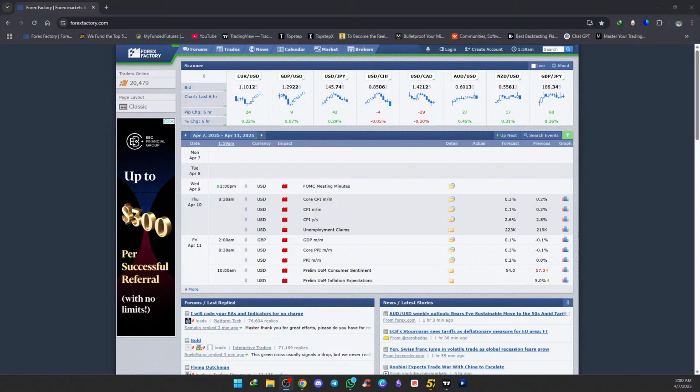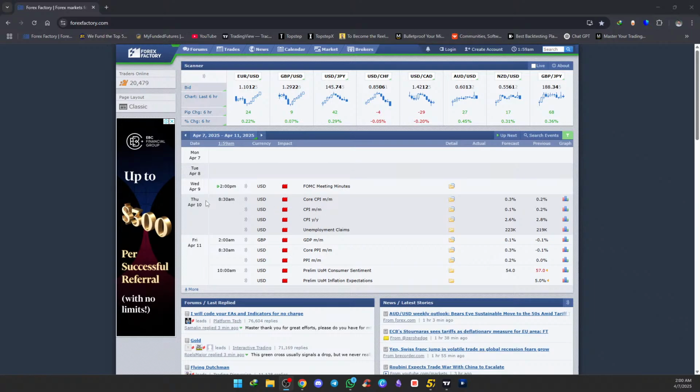Okay, guys, so let's begin our analysis. So this is the news events for this week. We have FOMC meeting minutes on Wednesday. This is typically not that important. Only the FOMC statement is much more important and impactful than the FOMC meeting minutes. So we do not need to consider this as something important or will affect our price delivery.